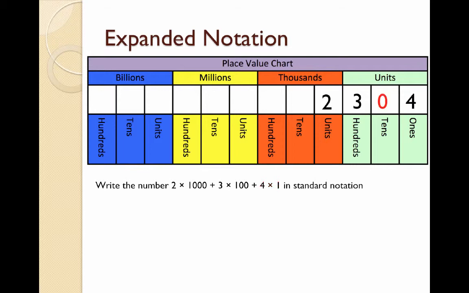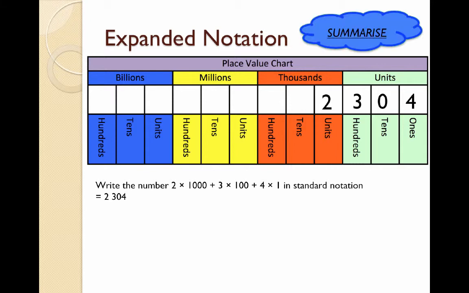I have no 10, so I have to make sure that I put a 0 in the tens column or my number won't be accurate. So this number written in standard notation is just 2,304. It's a good idea now to pause and write this example down. I don't think you'll need to write the place value chart down again.